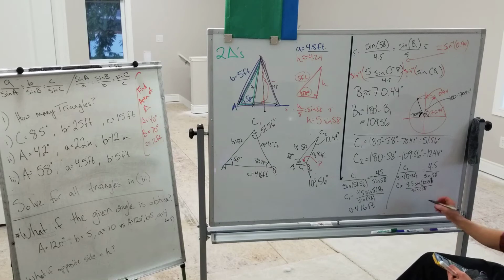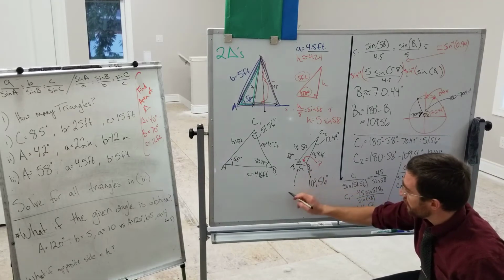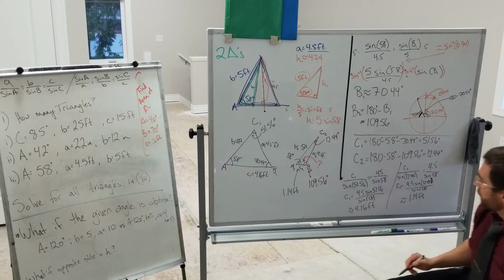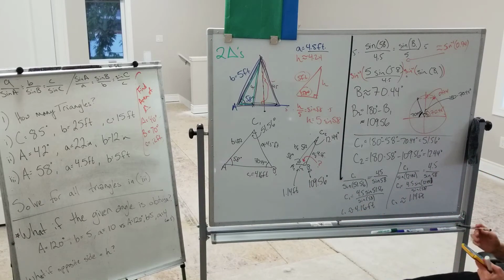12.44, bam, and we get about 1.14 feet. So c sub 2 here is about 1.14 feet, which is smaller than c sub 1.